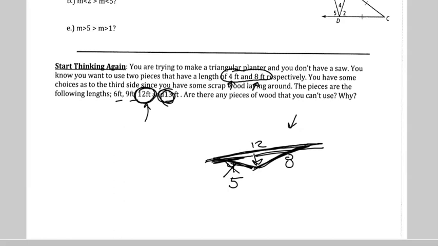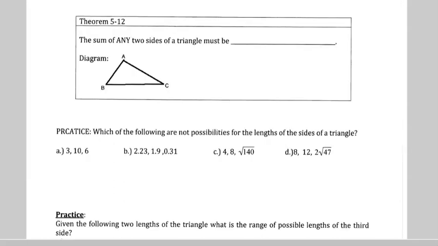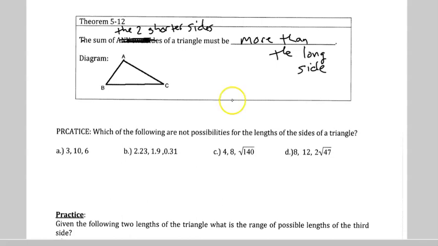Okay, so basically, let me go ahead and just jump straight over to this. What this theorem says is that the sum of any 2 sides, I'm going to make this easier for you guys. The sum of the 2 shorter sides of a triangle must be more than the long side. So that's basically the rule.